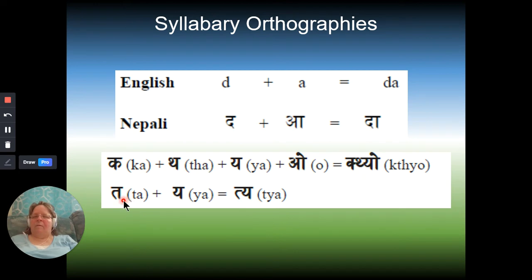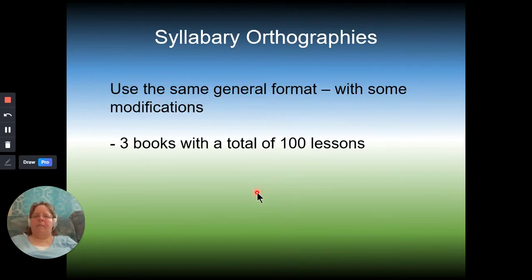And the same here, we have this symbol for ta, and this symbol, which by itself means ya, but then when you put them together, they form this new symbol, this new syllable, cha. And with that new grouping, then you have a new character that the new reader needs to learn. So syllabary orthographies, for the most part, we have the same general format. We have the same 6 steps to creating a lesson.